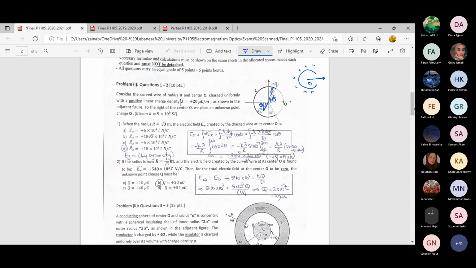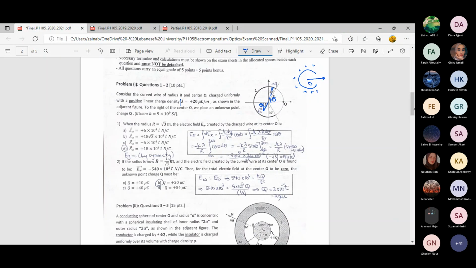So my wire is positively charged, so the electric field at O must be drawn like this, away from the positive charge. It has no y component, it only has an x component. As I taught you, it is always along the axis of symmetry of the wire, either towards the wire or away from the wire. If it's positive, it's away from the wire. If it's negative, it is towards the wire.